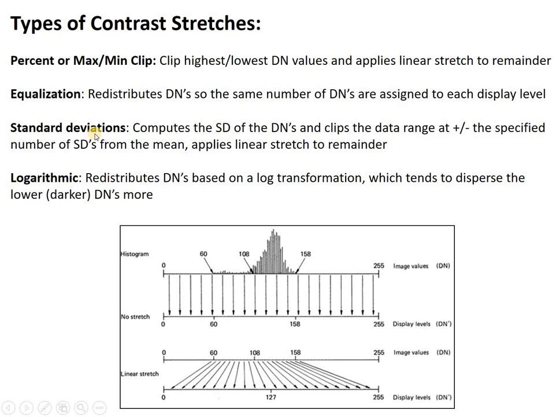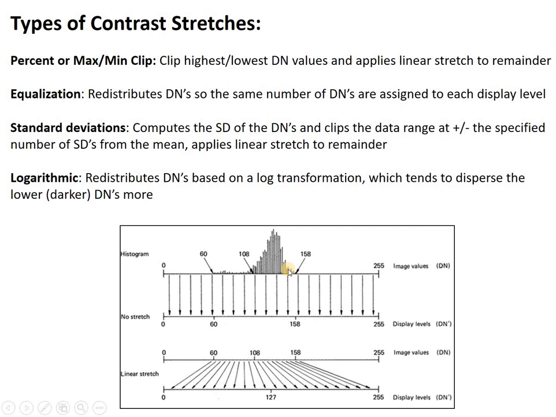Standard deviation is another great one. Essentially what happens is you compute the mean and the standard deviation of the digital numbers. So maybe here's the mean, maybe the standard deviation grabs 66% on either side of that, and then you clip the data at plus or minus the specified number of standard deviations. So you might clip it at plus or minus 1 standard deviation, plus or minus 2 standard deviations, or plus or minus 3 standard deviations, and then it would apply a linear stretch to whatever's remaining.